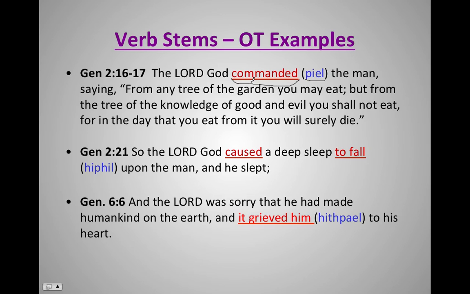Then note Genesis 2:21. Here's a great example of a causative verb stem, hiphil. Remember, we talked about hiphil. Hiphil is one of the more difficult ones to understand in Hebrew. Hiphil is a causative type of thing. Someone caused something to happen. That's essentially what hiphil means. Note we see that in Genesis 2:21. So the Lord God caused a deep sleep to fall on the man, and he slept.